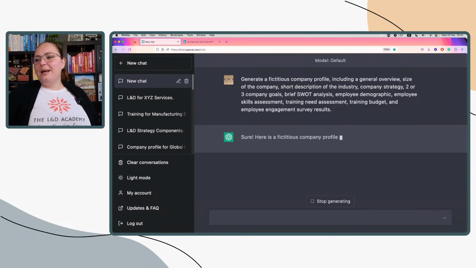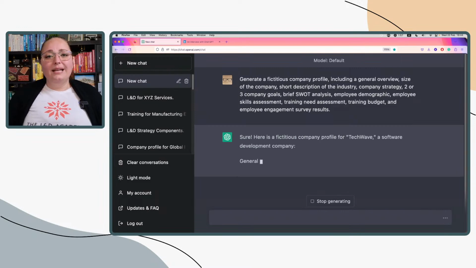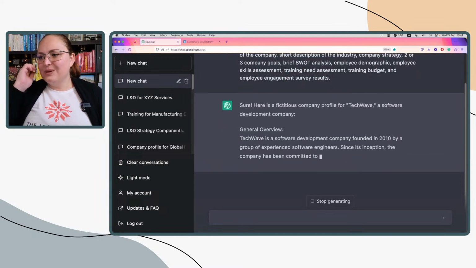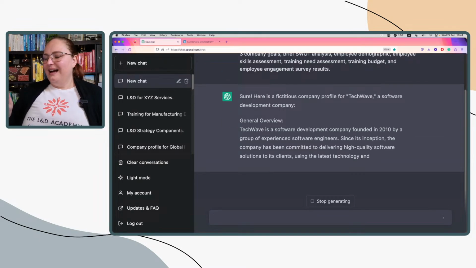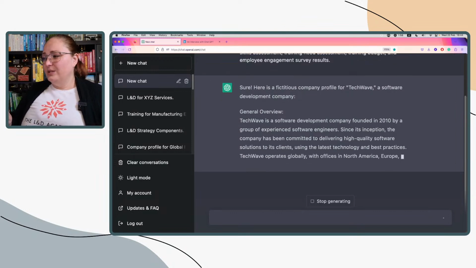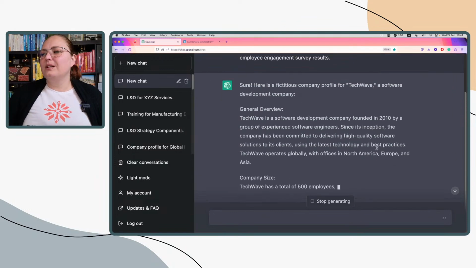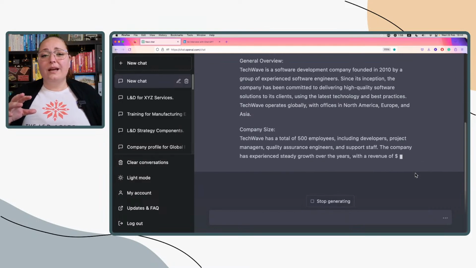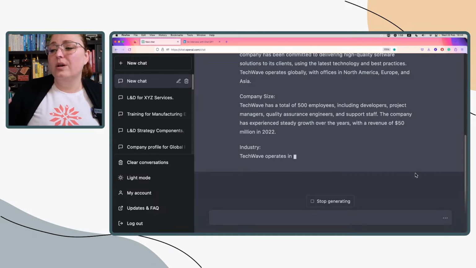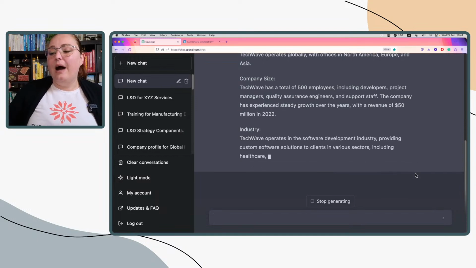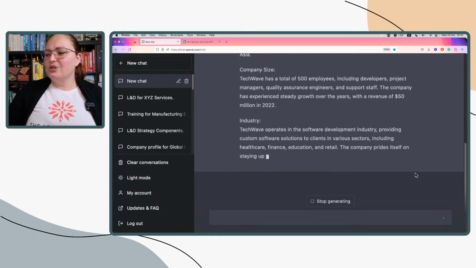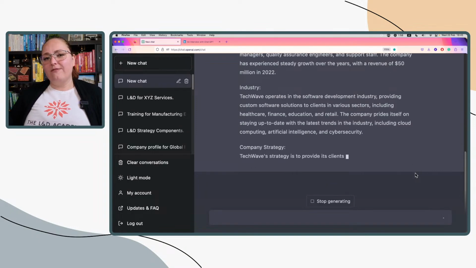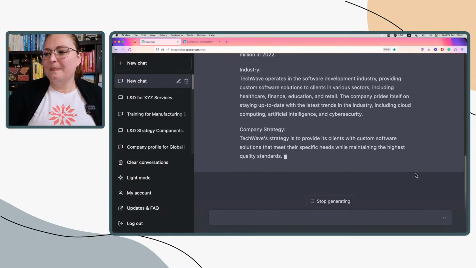Okay, so let's see what it's going to give me. For one, it says sure. So, okay, we have a company. It's called Techwave. It's a software development company founded in 2010. So what I'm going to do is I'm going to wait for it to generate everything, and then I'm going to copy it over to my iPad because I want to take notes and I want to walk you through how I would do it. So let's give ChatGPT a couple of seconds there to generate our fake company for us.